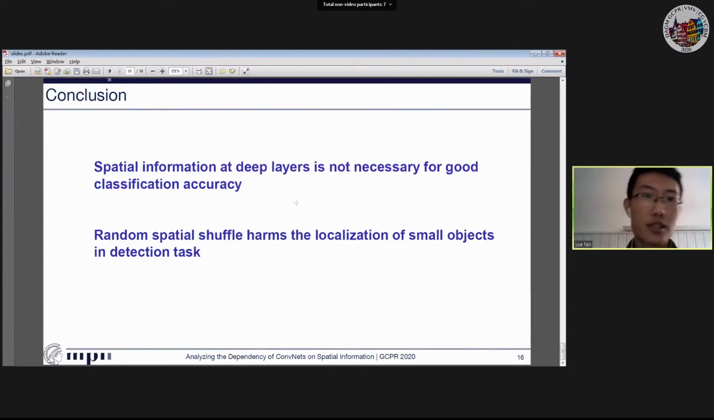So to conclude, in this paper, we found that spatial information at deep layers is not really necessary for a good classification accuracy, and random spatial shuffle harms the localization of small object in detection task. With that, I conclude my presentation. Thank you very much for your attention.